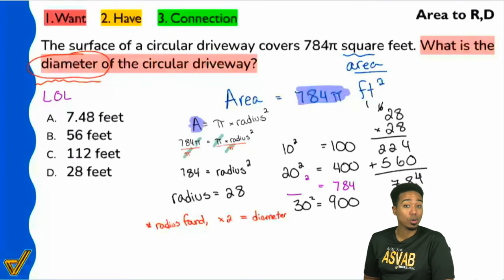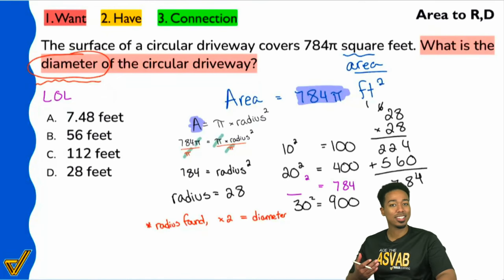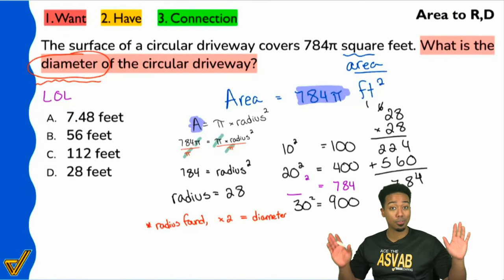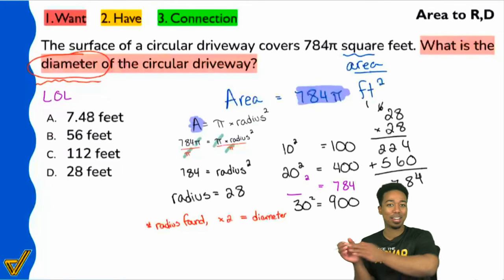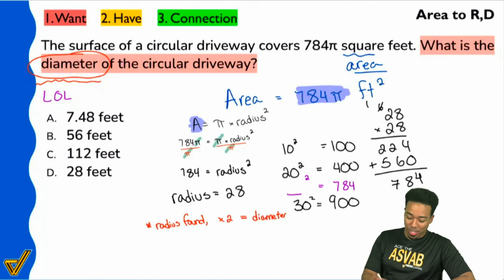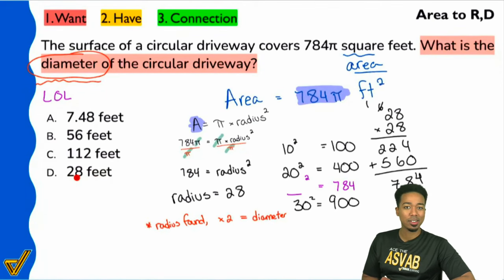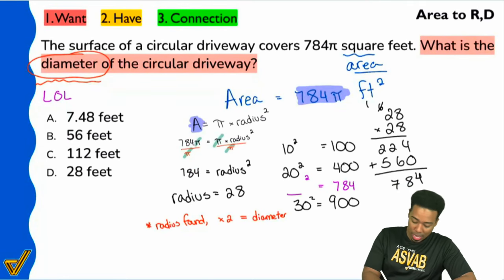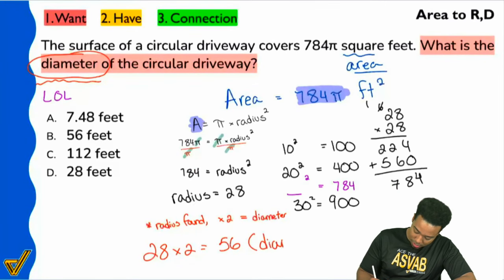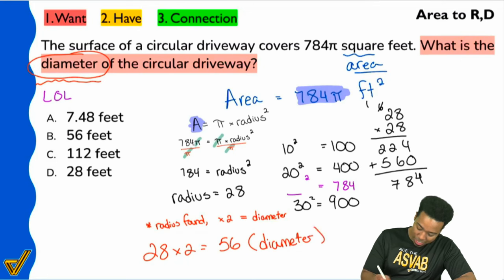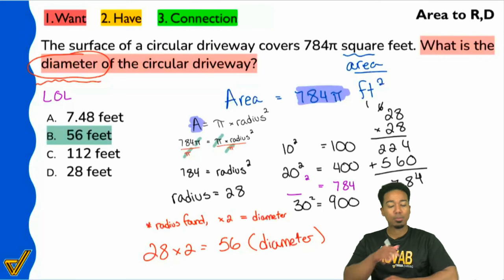There are going to be times, like I told you, where we're going to be so excited to have actually just figured out the formula and calculated something that we'll take whatever we get and say that that's the answer, and you would get trapped into thinking that it's D. We have the radius, to get to the diameter, we multiply by 2. And so that's why 28 times 2 equals 56. This is the diameter. And that's why B is truly the correct answer.